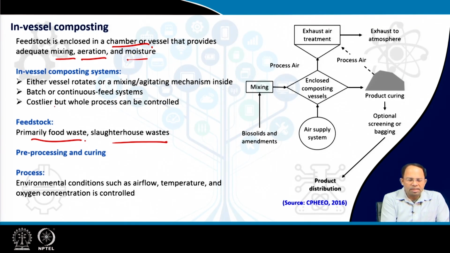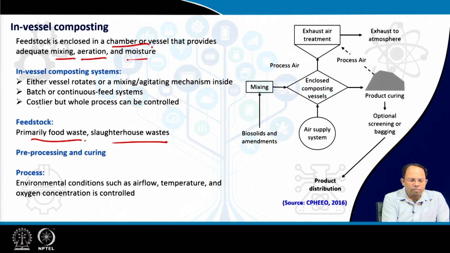And this entire mixing could be achieved by either the vessel rotating or the vessel remaining fixed. Inside there is a mechanism which rotates the waste and breaks the waste at certain intervals, and then it introduces air and moisture inside. These kinds of systems can be operated even inside certain covered areas, right?